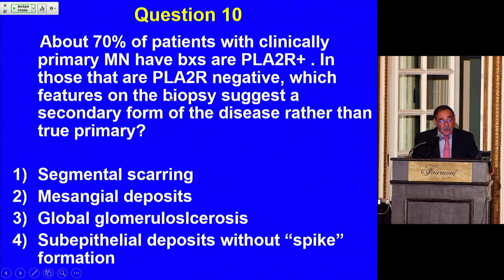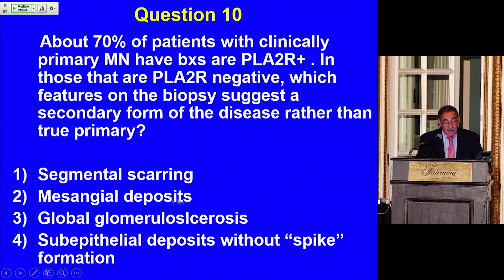70% of patients with primary membranous nephropathy have biopsies that are PLA2R positive. We routinely, I don't know if your centers do it, but we routinely stain all membranous biopsies. Unless we write on the slip that it's a lupus patient, they will stain every membranous patient for PLA2R at Columbia, out of those 5,000, 6,000 biopsies. Okay, if you have somebody who is PLA2R negative, which features on biopsy suggest a secondary form of the disease rather than primary? So I sort of told you this for lupus, but which suggests a secondary form?